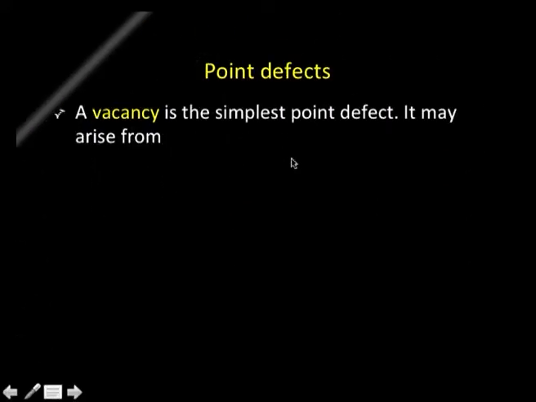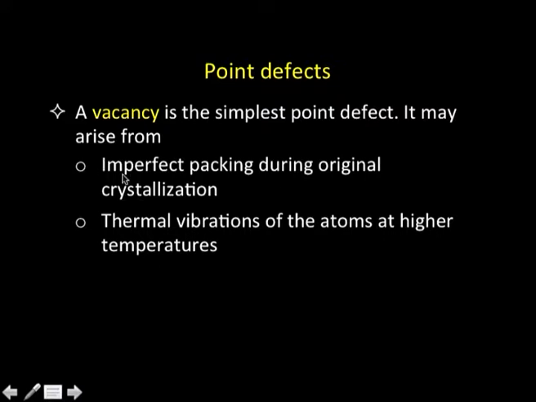Okay. Now, vacancy is the simplest point defect, and this can arise, as I just mentioned, from imperfect packing during the original crystallization, or because of thermal vibrations of the atoms at higher temperatures. What can happen is, we have a lattice at a low temperature, everything is in order to a good extent, but if the temperature increases, the atoms are not stationary, they are vibrating at their positions. It may so happen that because of this energy coming from the temperature, some atoms might come out of their positions and create a vacancy. So, that is how a vacancy can be created. One is in the process of crystallization, second is because of thermal vibrations.